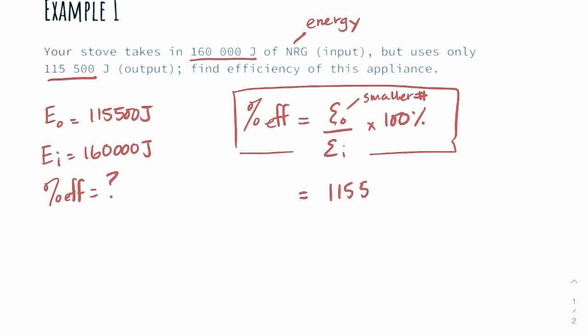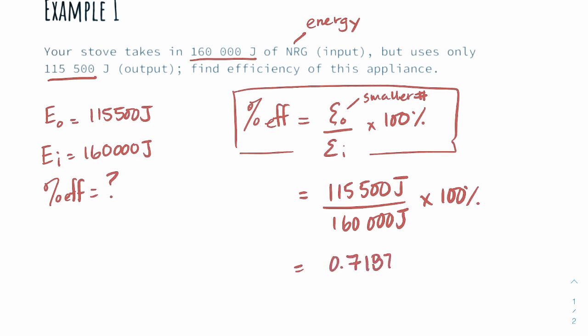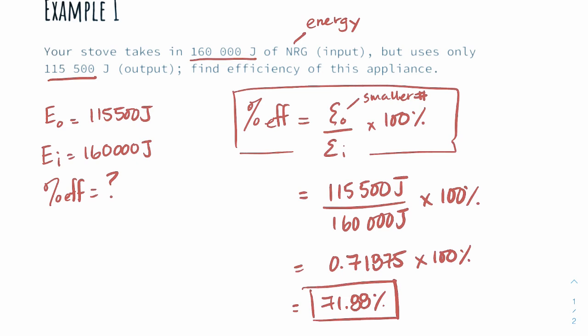I have 115,500 joules over top of 160,000 joules times 100 percent. When you do that, 115,500 divided by 160,000, you end up with 0.71875. Now we multiply that by the 100%, so we end up with 71.88. I'll round up that last part as our final answer. So this stove is being around 72% efficient.